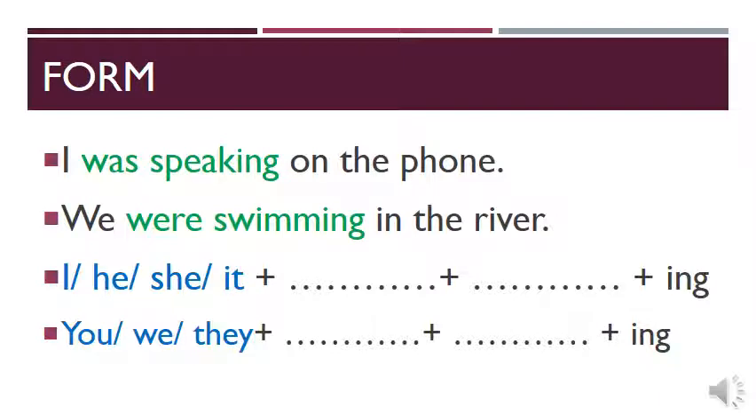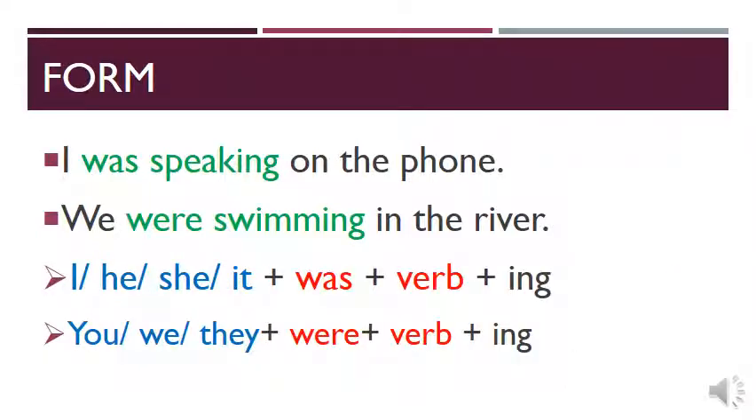The form. How can we form the past continuous? I was speaking on the phone. We were swimming in the river. Look at the structure: I, he, she, it; you, we, they, and the verb with ing. We use was and the verb with ing with I, he, she, it. And we use were with the verb with ing with you, we, and they.